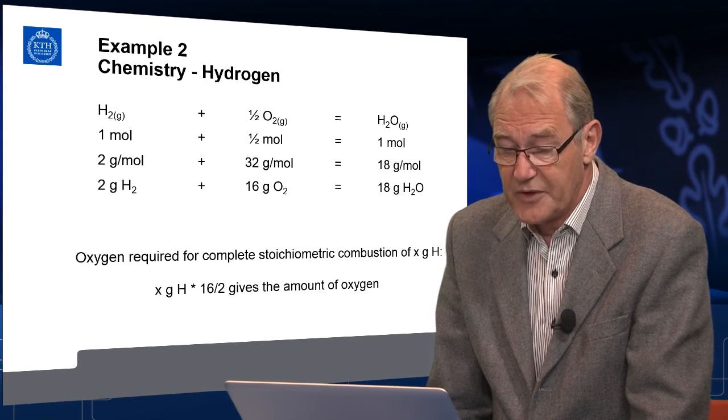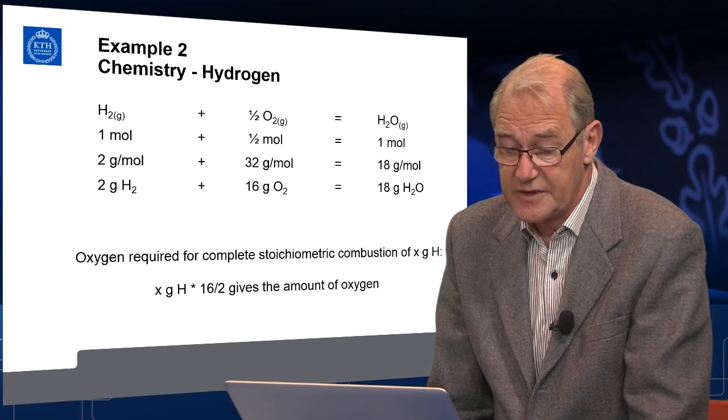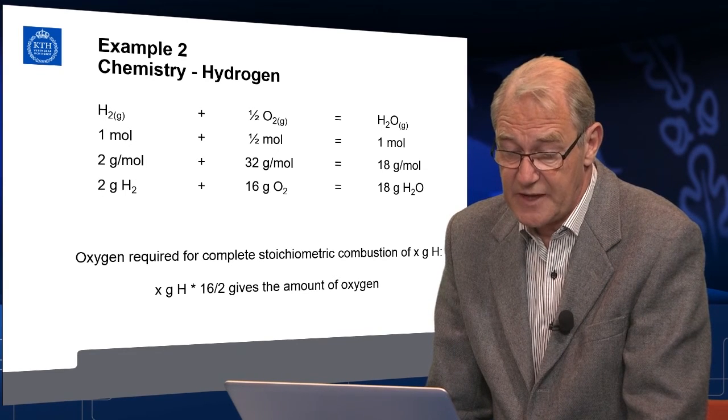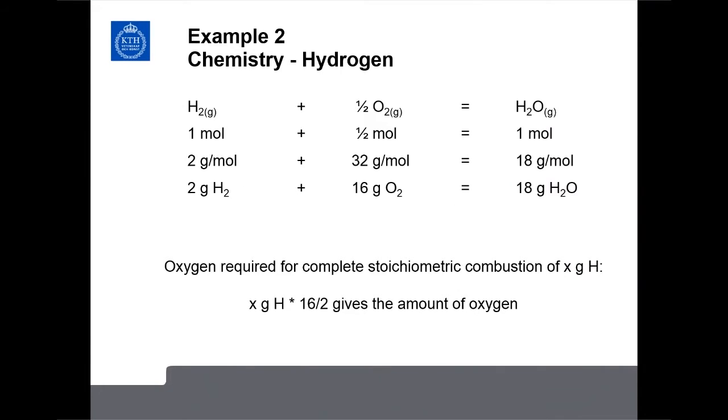We have also hydrogen in the sample, in the biomass, which also needs to be treated and oxidized. And just the same procedure as with carbon. We can have the ratio 16 divided by 2, and if we have X gram of hydrogen, we multiply it with this ratio, which gives the amount of oxygen needed for stoichiometric combustion of the present hydrogen.